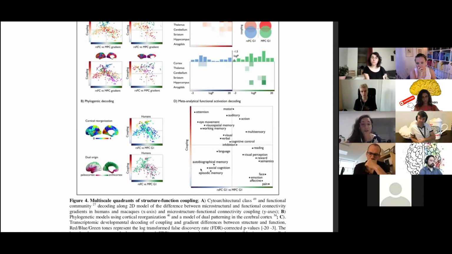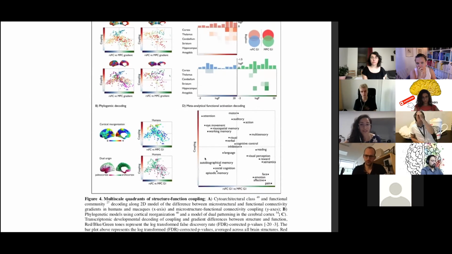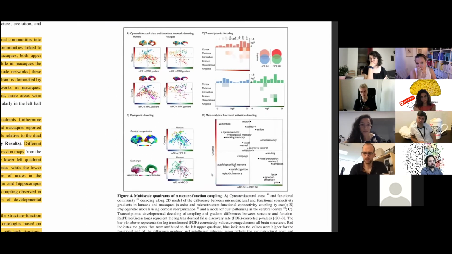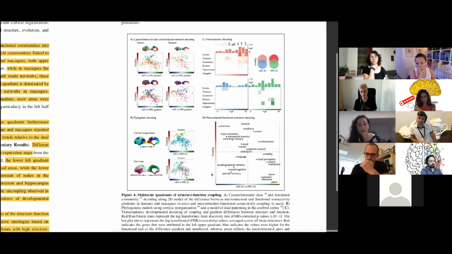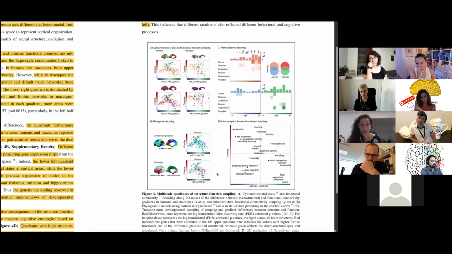And according to the authors, this suggests that this makes us unique compared to the macaque, because in humans the uncoupling of these functions means that they are more unique to us in evolution.